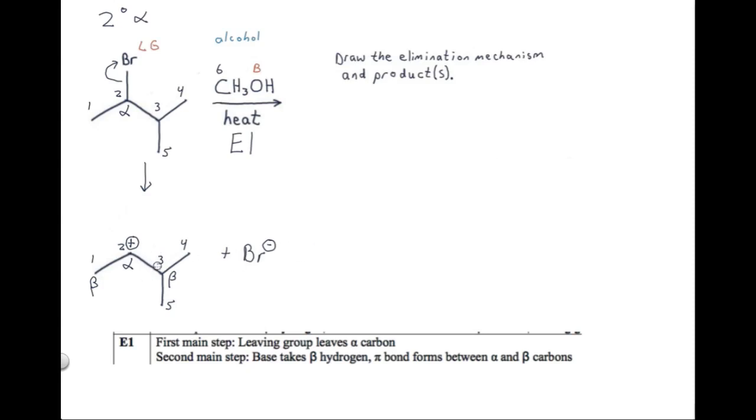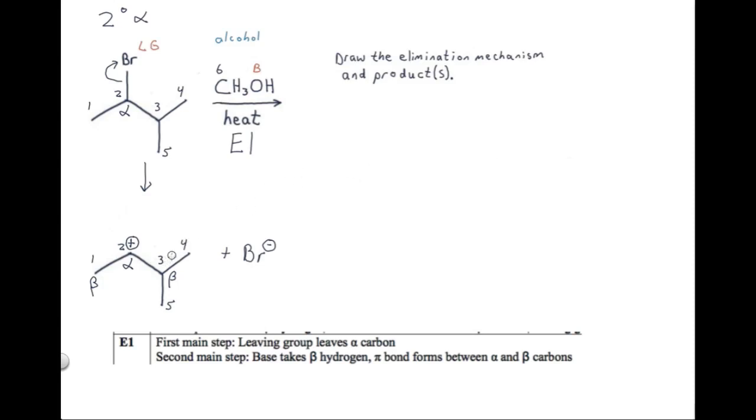Now, in this case, carbon 1 and carbon 3 have different connectivity, so they will give us different products. The problem told us to draw the product(s), which means draw the product or products. So it looks like in this case we're going to have to draw two products. We'll have to show the product that we get when we use carbon 1 as the beta carbon, and we'll also have to draw the product that we get when we use carbon 3 as the beta carbon.